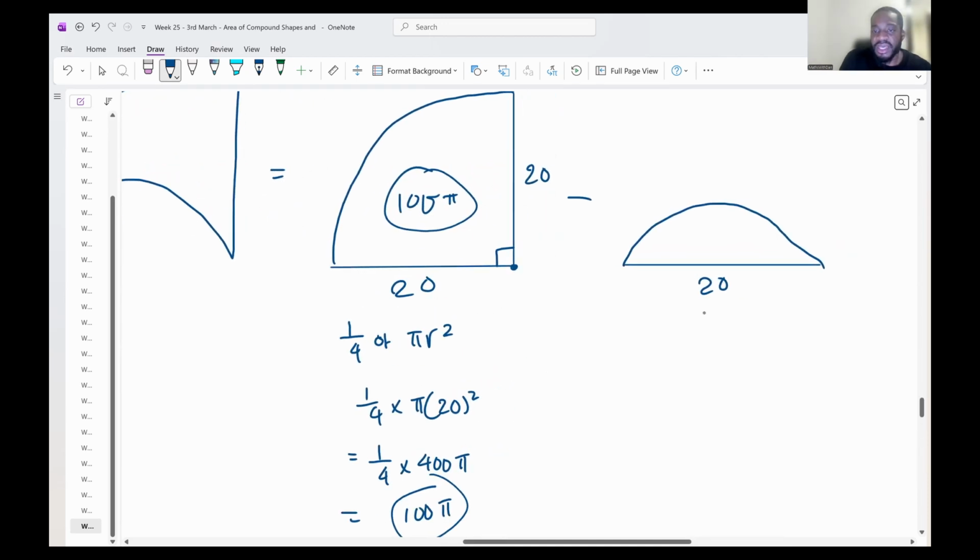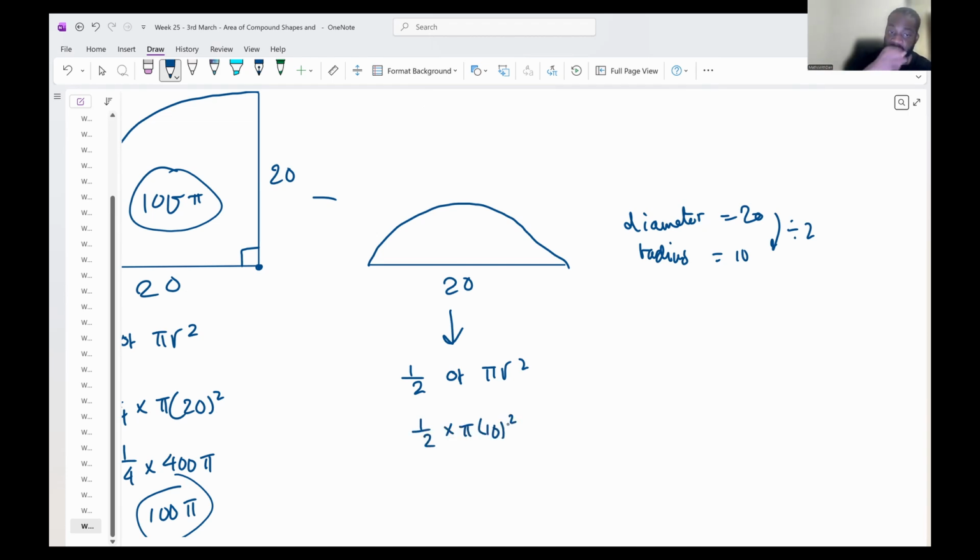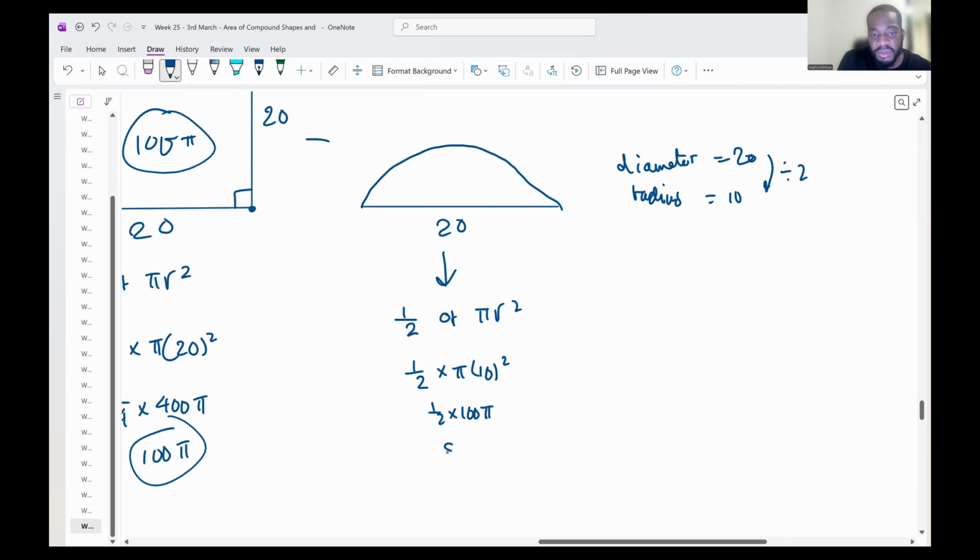Yeah. And then this one is a semicircle, right? This is going to be half of a circle, so it's going to be half of pi r squared. Now with this one, the diameter is 20, right? If the diameter is 20, then the radius is going to be half of that, which is 10. That is going to be equal to one half times pi times 10 squared. So what is that equal to? That's going to be one half times 100 pi. Half of 100 is 50. This is just 50 pi. So I'm going to have 50 pi there.